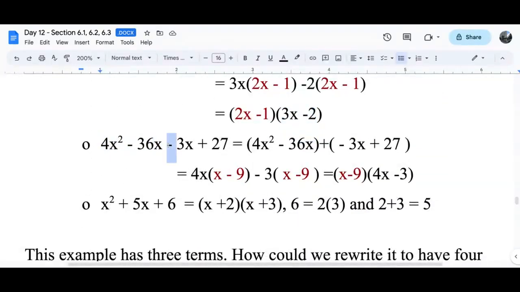We group those two. We group those two. We're looking for the greatest common factor, which is 4x. The 4x squared divided by 4x, we have x left. Negative 36x divided by 4x, that's negative 9. The second group, we want to factor out negative 3. Factor out negative 3, we also have x minus 9. Now x minus 9 becomes a common factor. So we write it as x minus 9 times 4x minus 3.